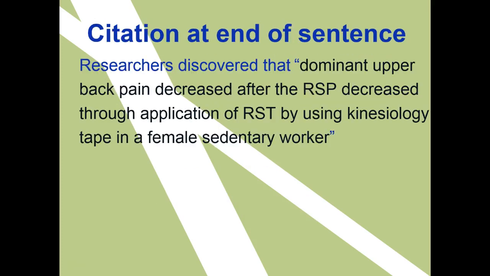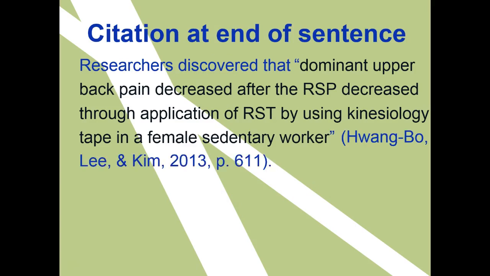Now, if we wanted to cite at the end of the quote, instead of using their names at the beginning of the quote, this is called quoting parenthetically. Researchers discovered that, quote, dominant upper, so on and so forth, and then end quote. Then open parentheses, the author's names, comma, space, the year, comma, space, p, period, space, the page number, close parentheses, and the period. This would be how we cite at the end of the sentence. So there's two real ways of citing.